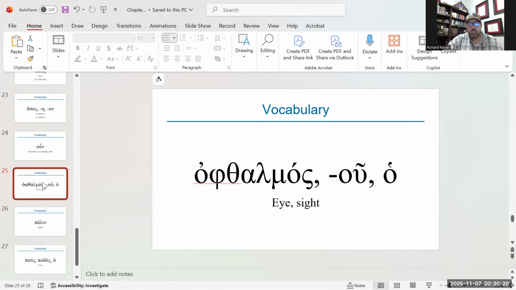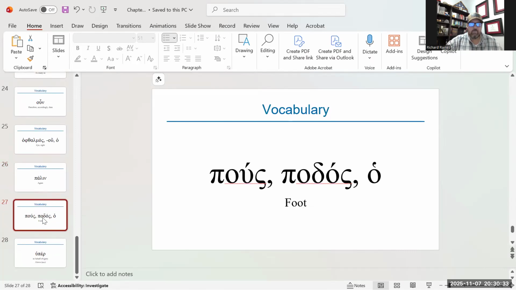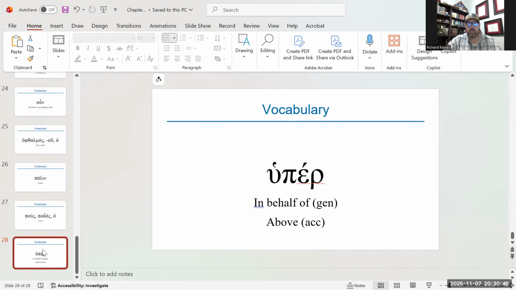Ophthalmós, think ophthalmology, eye or sight. Pálin means again. Hupópodion means foot. If you've ever been to a podiatrist, that's a foot doctor. And last, we see a rough breathing mark there. Hupér. In the genitive, it means in behalf of. I think that's a... I have to look that up.